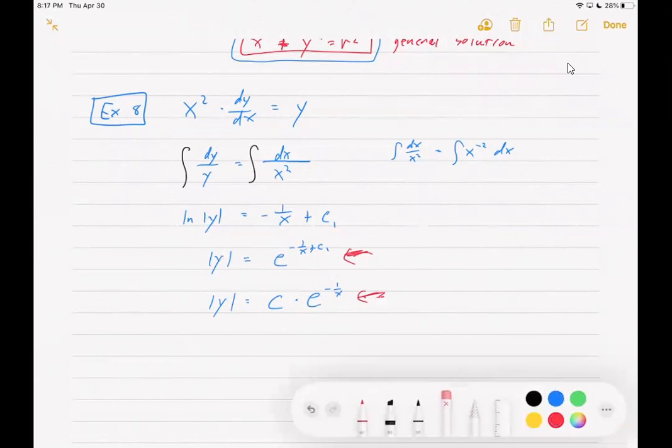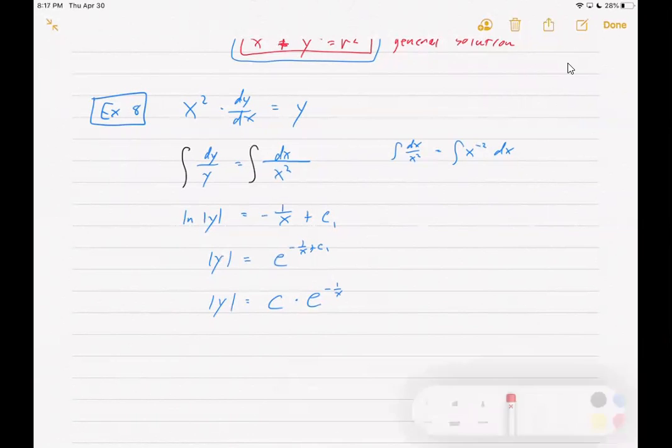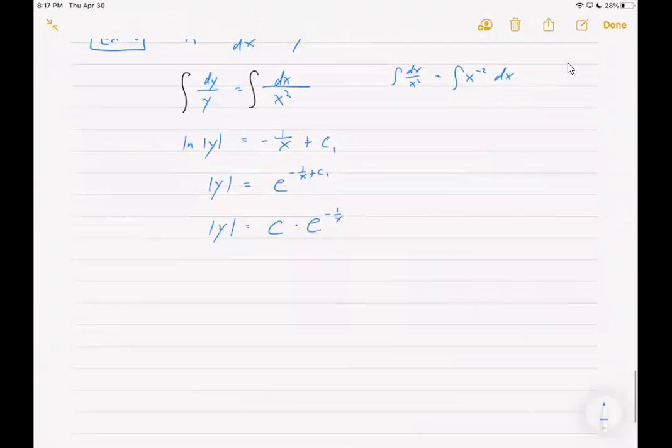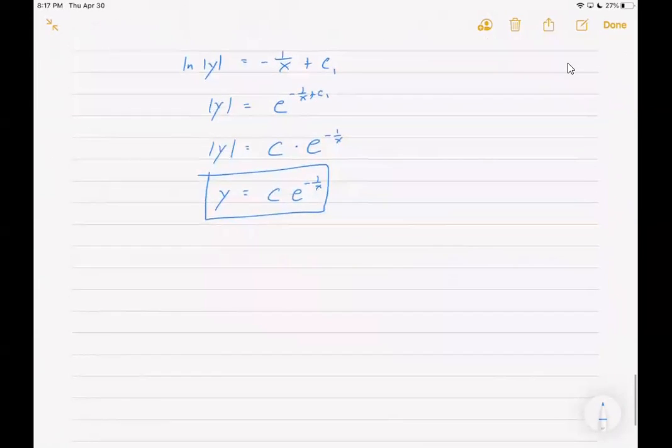So people know what you did at that point if they understand this subject. So now, once again, this constant can eat the absolute value signs because the constant can be plus or minus. So we can just rewrite this as c times e to the negative 1 over x. So that is your general solution. We could find initial value solutions. If we give you a point or sets of points that it goes through, we could find different initial value solutions, but that is the general solution, right?